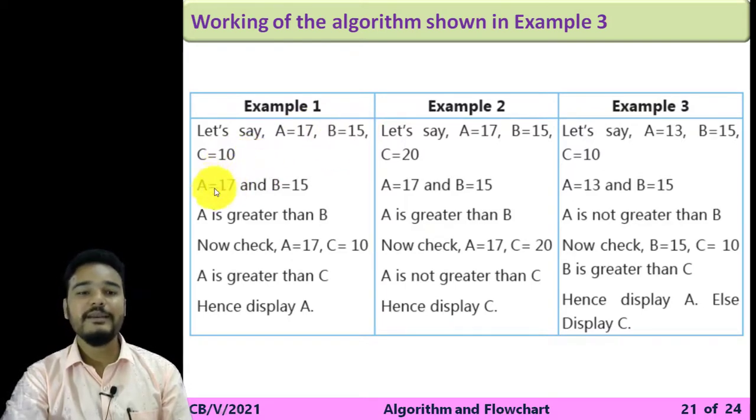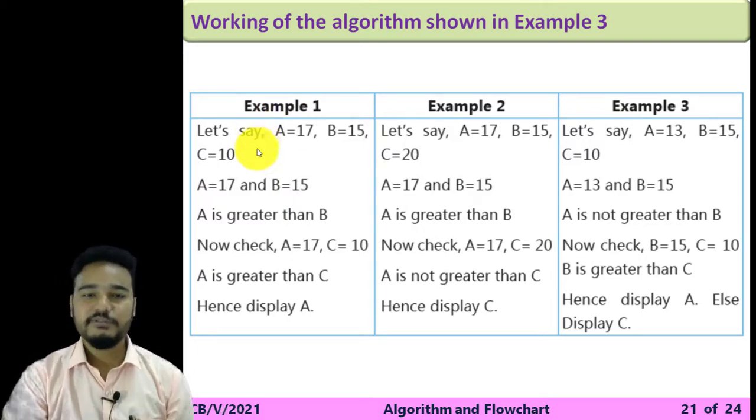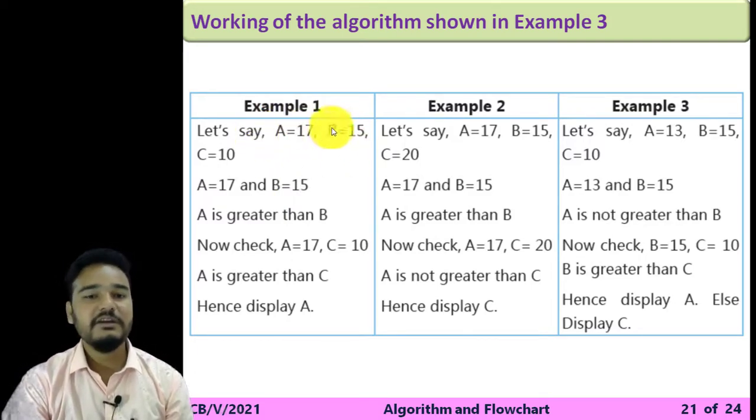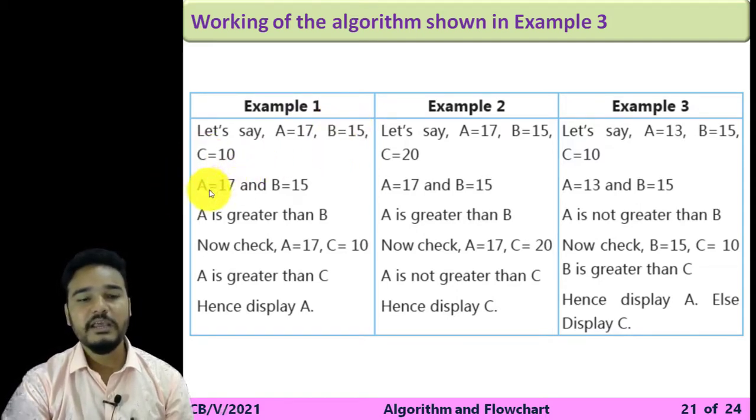So what we will do, we will compare first 17 with 15. Same example is shown in live examples. A, B, C here. A is 17, B is 15 and C is 10. So first we will compare A with B. That is, is A greater than B?